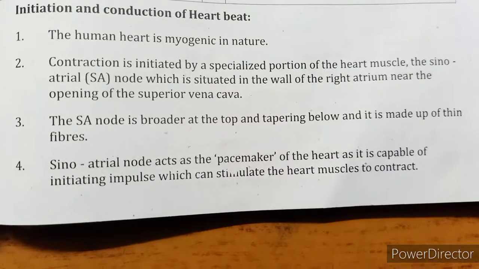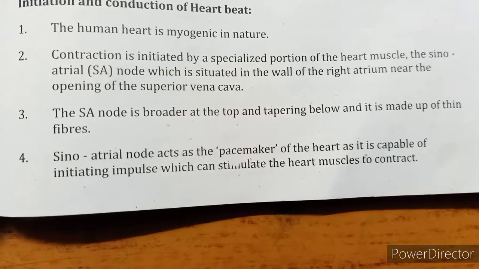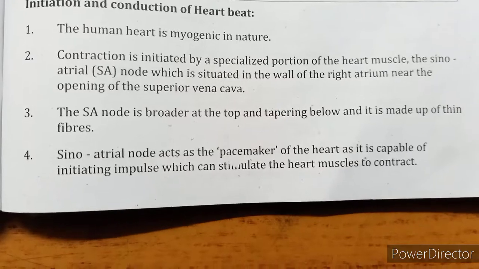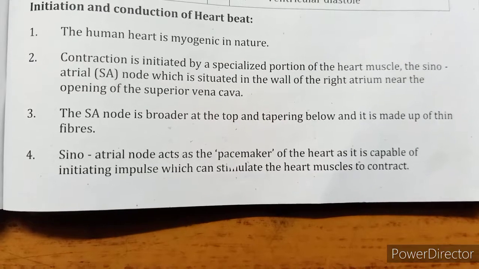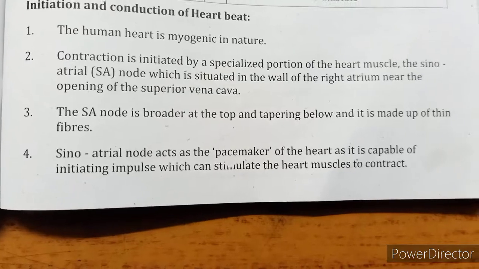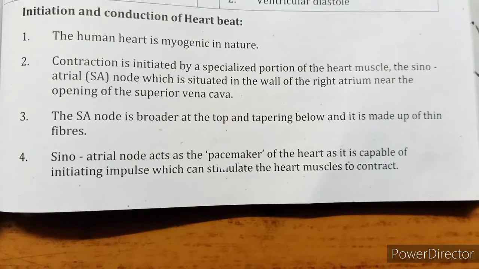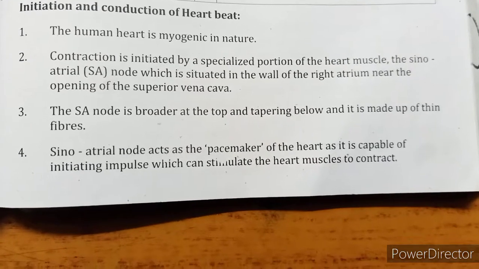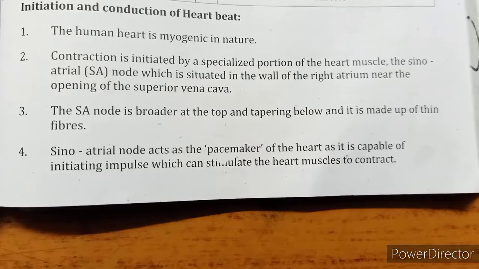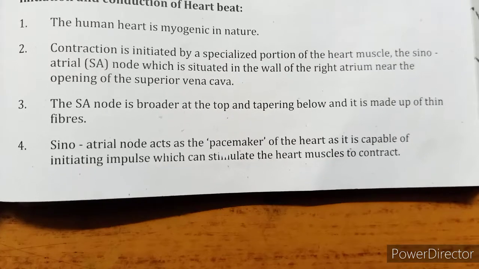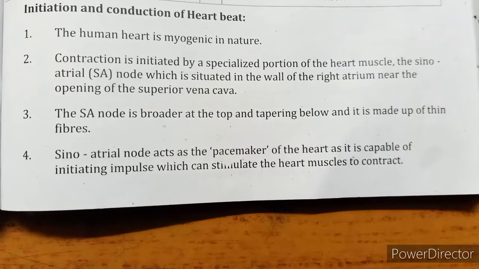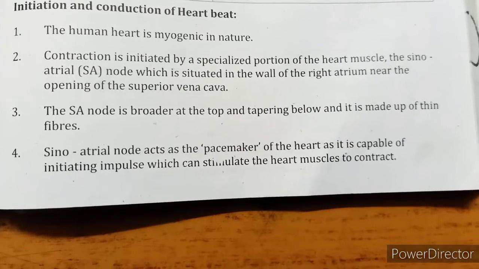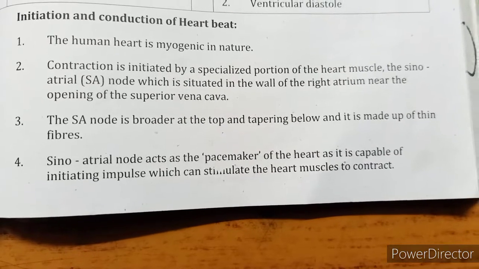Initiation and contraction of heartbeat. The human heart is myogenic in nature. Contraction is initiated by a specialized portion of the heart muscle, the sinoatrial SA node, which is situated in the wall of the right atrium near the opening of the superior vena cava. The SA node is broader at the top and tapering below, and it is made up of thin fibers. The sinoatrial node acts as the pacemaker of the heart.